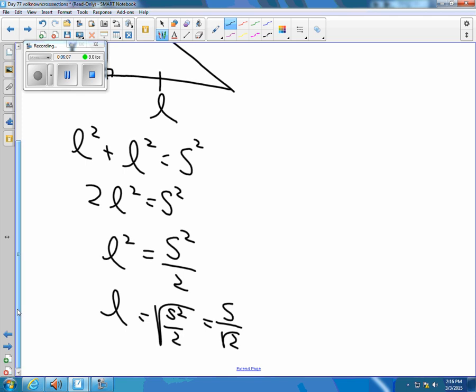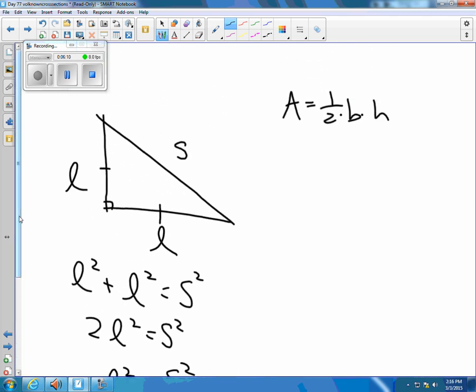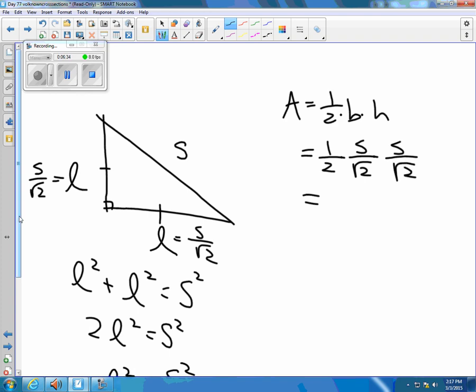So now we can fill in the area of our triangle. The area of an isosceles right triangle will be 1/2 the base, which we'll use the one leg for, which is S over rad 2, times the height, which is the same, isosceles, S over rad 2. So the area of an isosceles right triangle is equal to S squared over 4, where S is the length of the hypotenuse.